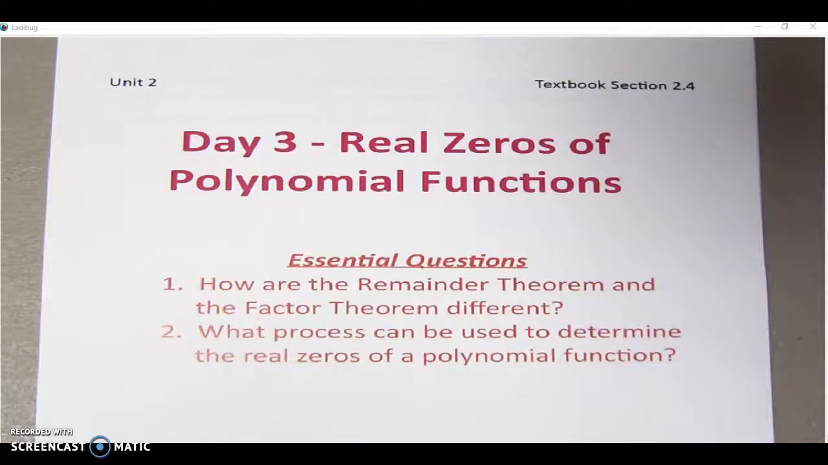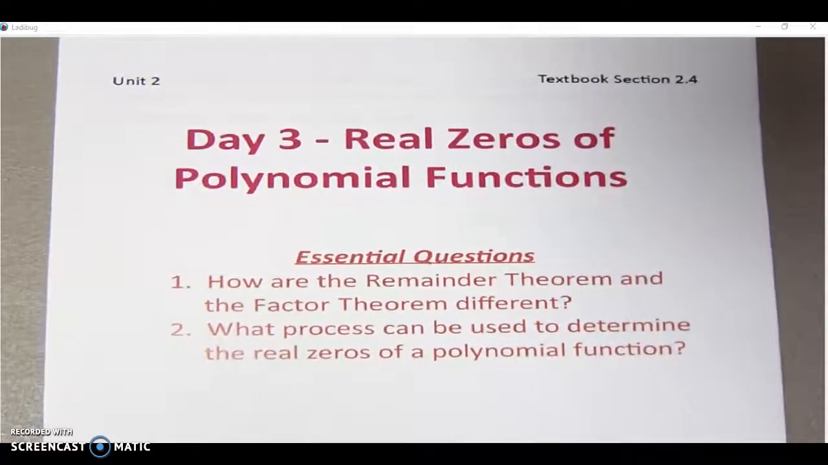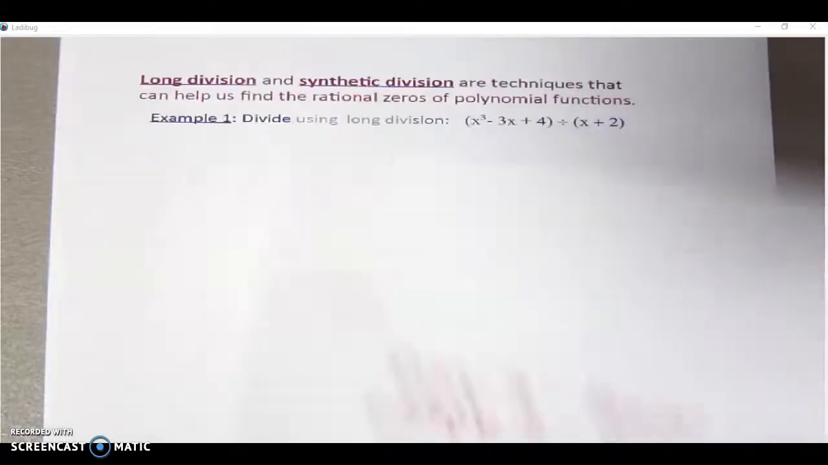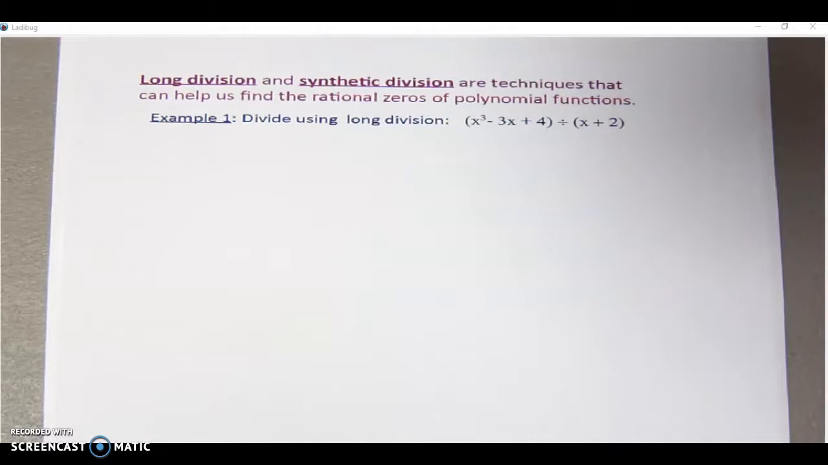Okay, so we're going to be talking about day 3, real zeros of polynomial functions today. So the first thing we're going to look at is types of division. So we have long division and we have synthetic division. And these are techniques that can help us find rational zeros when we're looking at polynomial functions. So first we're going to review how to use long division.